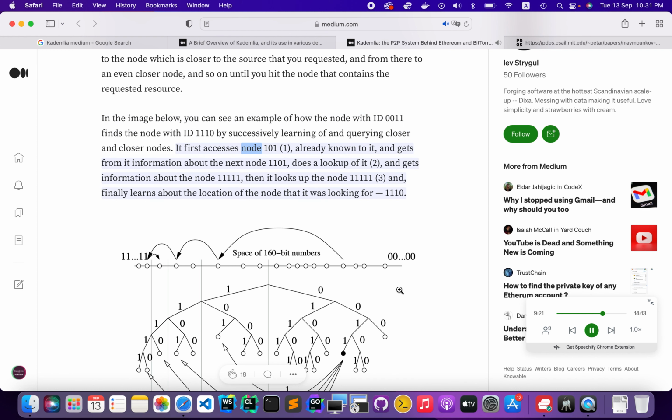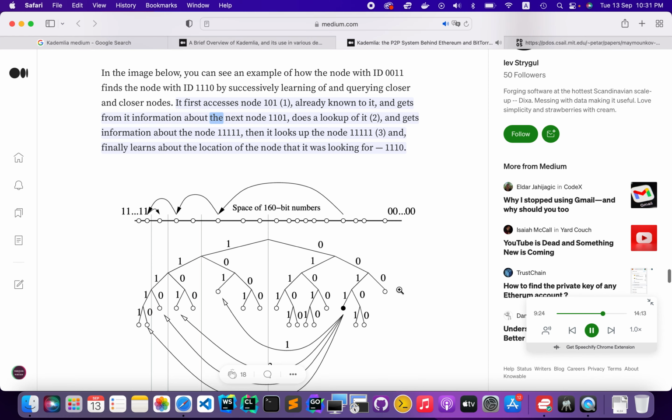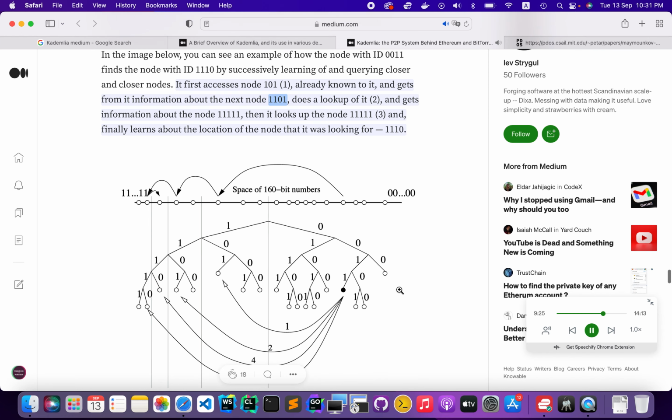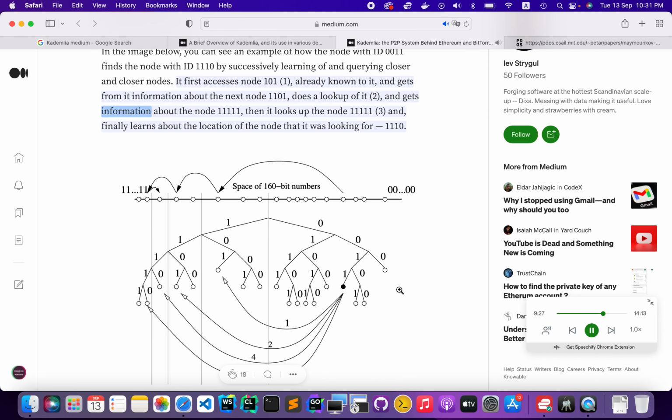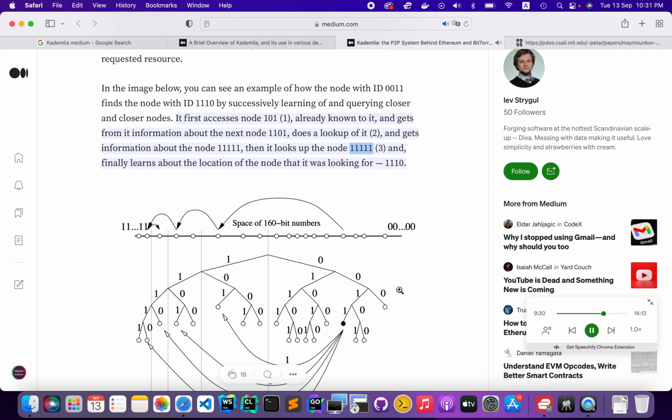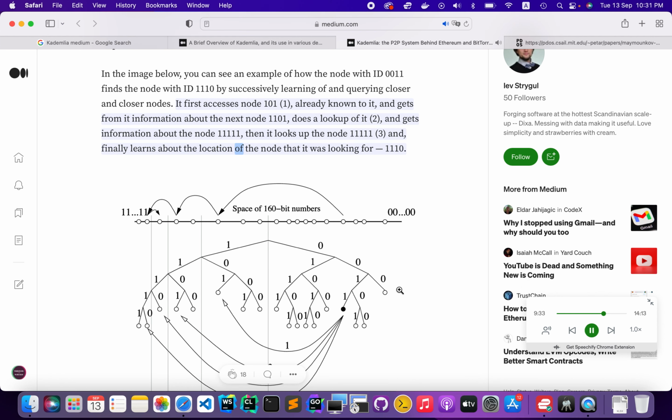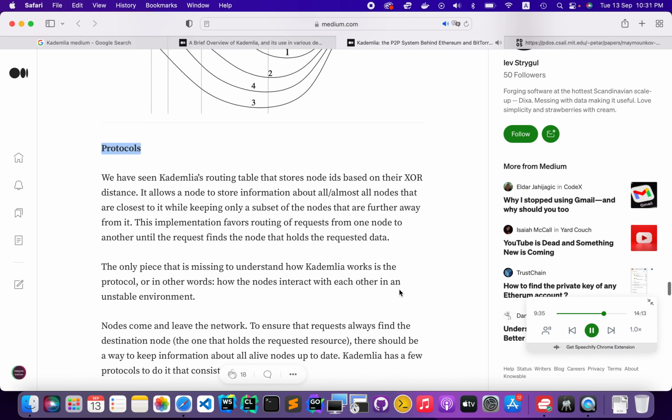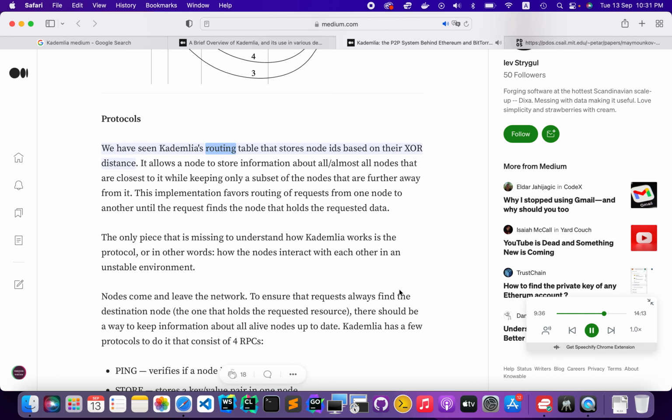It first accesses node 101, already known to it, and gets from it information about the next node 1101, does a lookup of it, 2, and gets information about the node 11111. Then it looks up the node 11111, 3, and, finally learns about the location of the node that it was looking for, 1110.